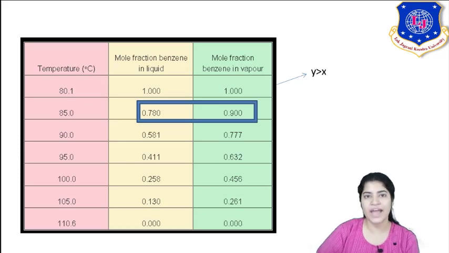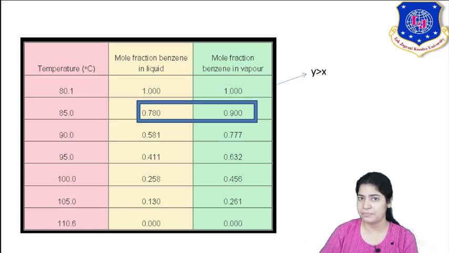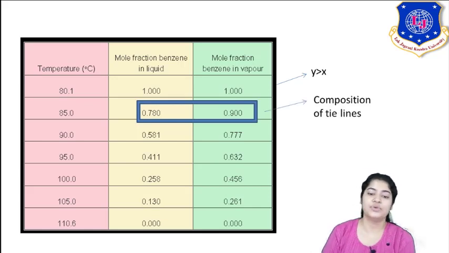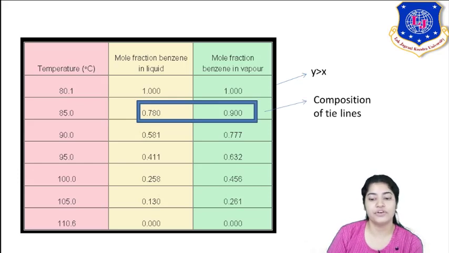Okay, so as I'm increasing the temperature, the mole fraction of benzene in liquid is decreasing and that of benzene in vapor is also decreasing. The reason is that toluene is also participating in the two-phase region. Toluene is also converting into the vapor phase from liquid. Yes, as I told you earlier, these are the compositions of your tie lines.